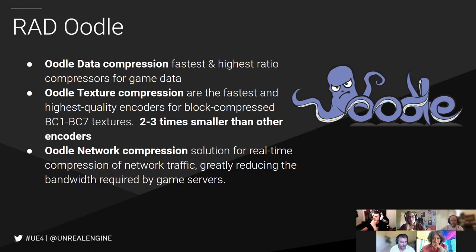For Oodle Texture, again, these are high quality encoders for block compressed BC1 to BC7 textures. And these can help make the visual quality encodings 2 to 3 times smaller than non-RDO encoders. This is also going to be enabled by default, and the RDO encoding itself is off by default, but you can enable it in your project settings. And then with Oodle Network, the idea here is you're going to be reducing your bandwidth required by game servers and significantly reducing the bandwidth required for your multiplayer games, which is just a great experience for everybody.